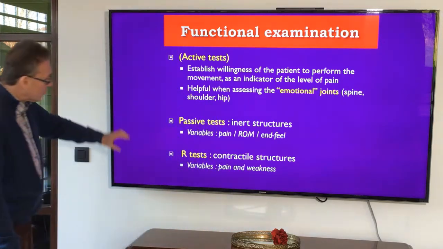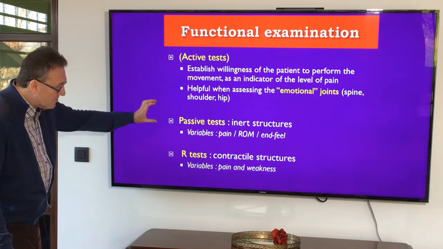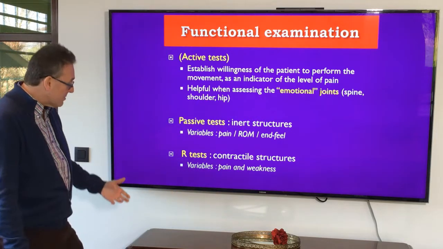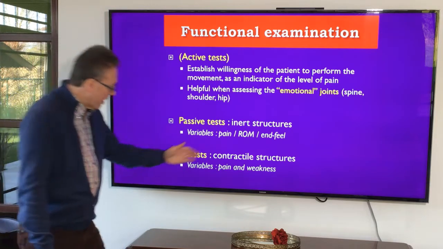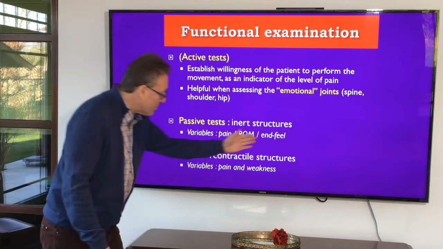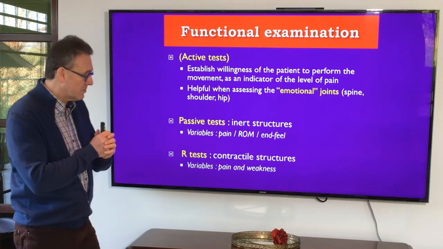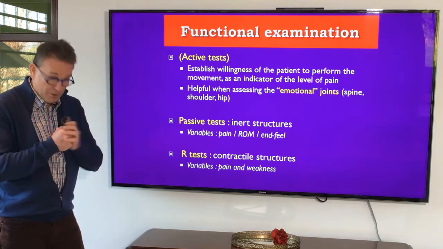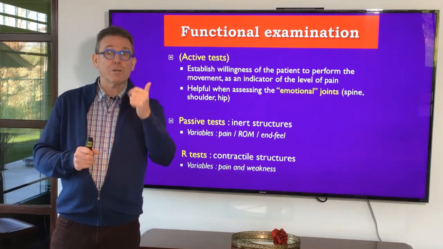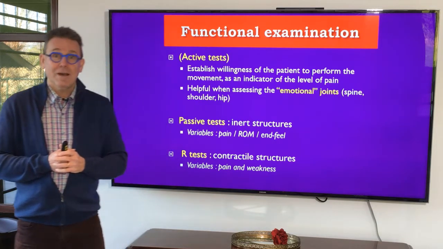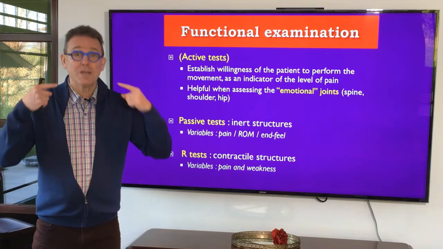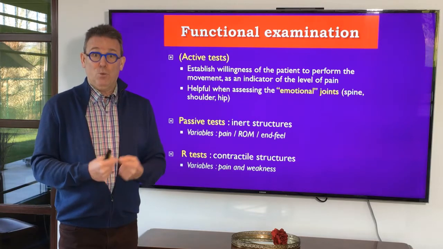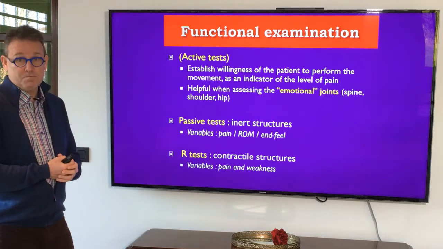So we're going to focus on passive tests. Passive tests are the main test for the inert structures. And what do we test? What happens with pain? What happens with range of motion? What happens with end feel? More about that a little bit later. And the resisted tests are the main tests for your contractile structures, and we test two variables. What happens with pain? What happens with force? At all times, whenever you do a test, always ask yourself, what am I doing? What is my purpose? What am I testing? This is the basis of everything.